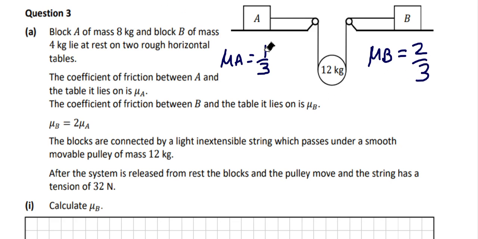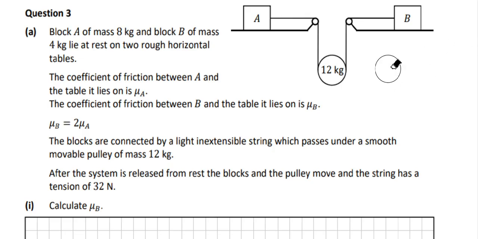Now, the blocks are connected by a light, inextensible string which passes under a smooth, movable pulley of mass 12 kilograms. After the system is released from rest, the blocks and the pulley move and the string has a tension of 32 newtons.